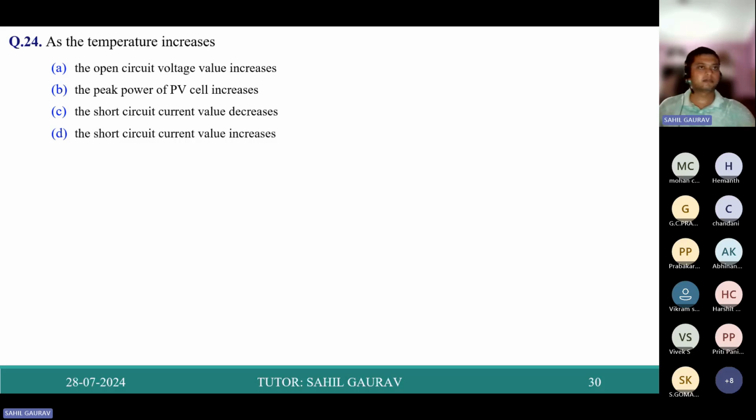Now comes the next problem. As the temperature increases, the open circuit voltage increases. Wrong. This is having negative temperature coefficient, so it will decrease. The peak power of PV cell increases. Wrong. As it is having negative temperature coefficient, the peak power decreases. The short circuit current value decreases. It is also wrong because it is having positive temperature coefficient. Therefore, D is the correct answer: short circuit current value increases.